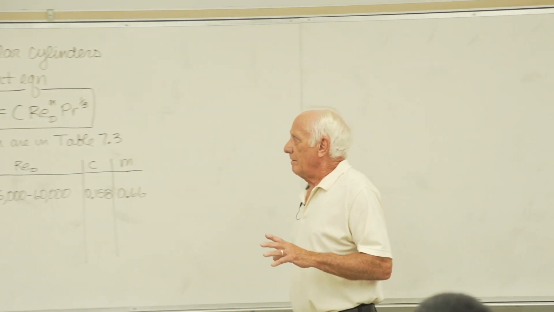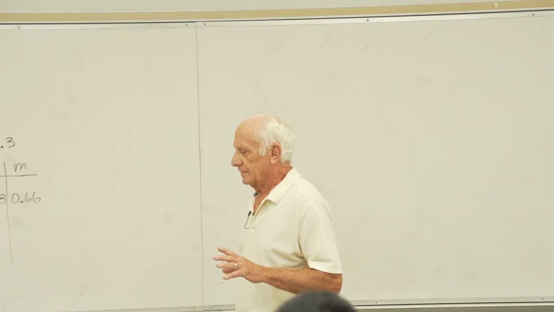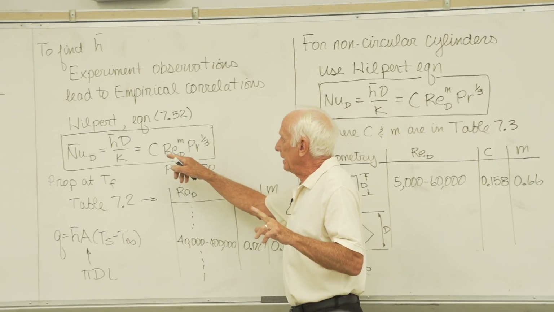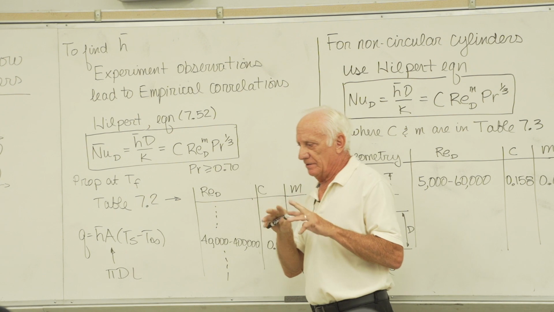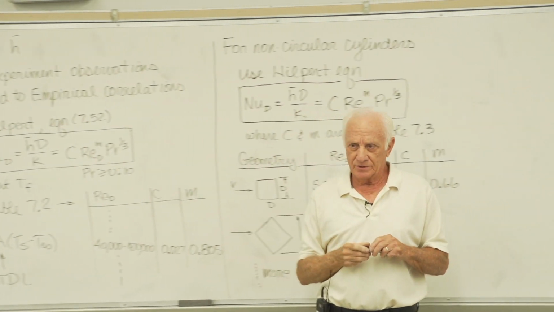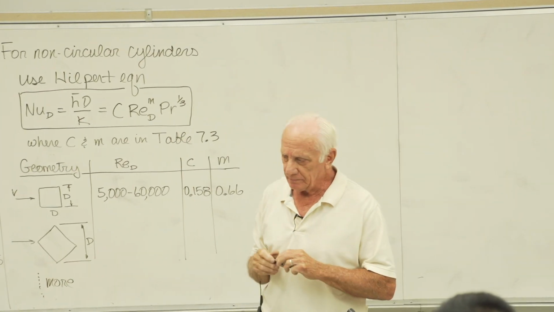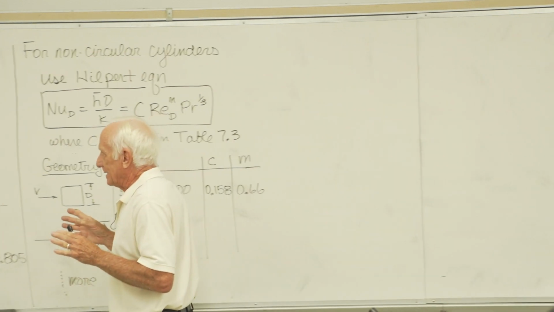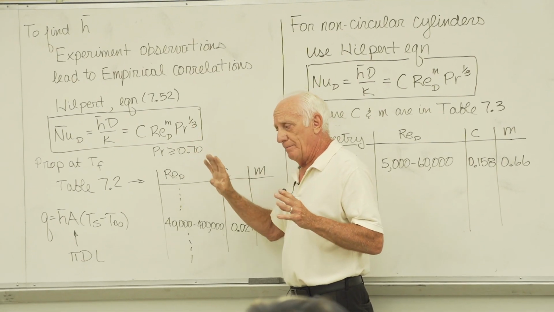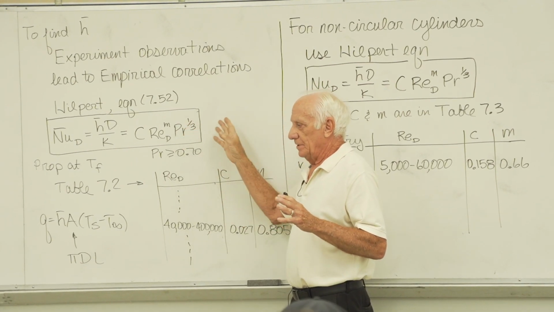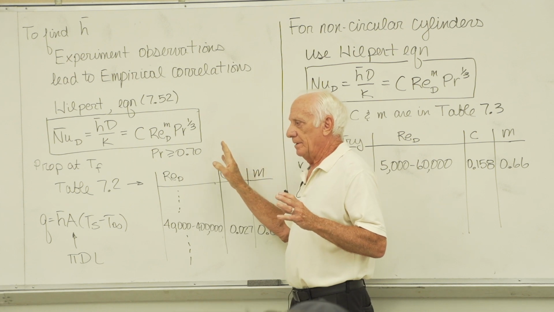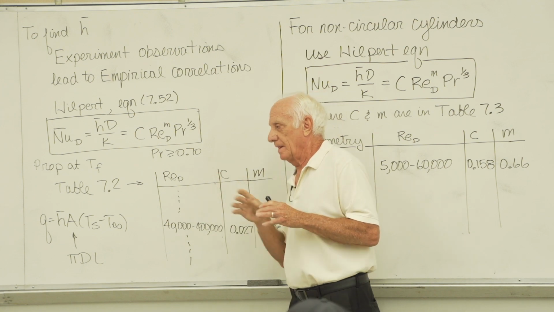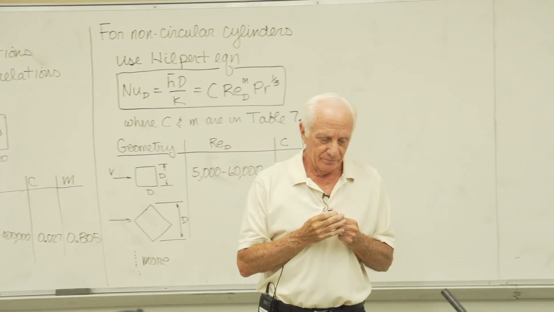Now, there are 3 equations given in chapter 7 to calculate h bar for a circular tube. There's 3 different equations. One is the Hilpert, one is Zukauskas, one is Churchill. The author says that there's a little better one than this, which is Zukauskas. It's a little better. And then there's another one, Churchill, which is even better yet.